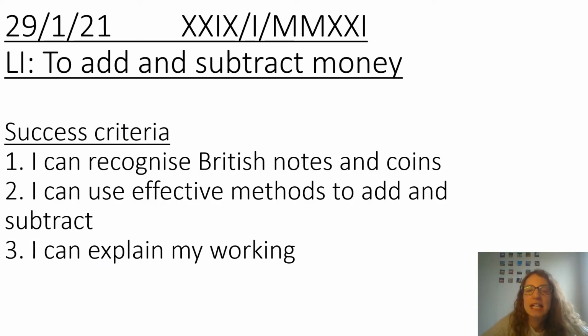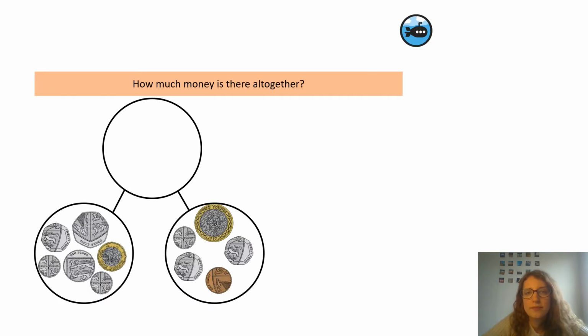Right, today we are going to be consolidating what we've been doing this week, so a mix of add and subtract money today. Okay, so again, same as all week, recognising British notes and coins, using effective methods for addition and subtraction, and being able to explain your working. We're going to be thinking a bit more greater depth and problem solving today. Okay, so you are going to need to explain how you got to some of your answers.